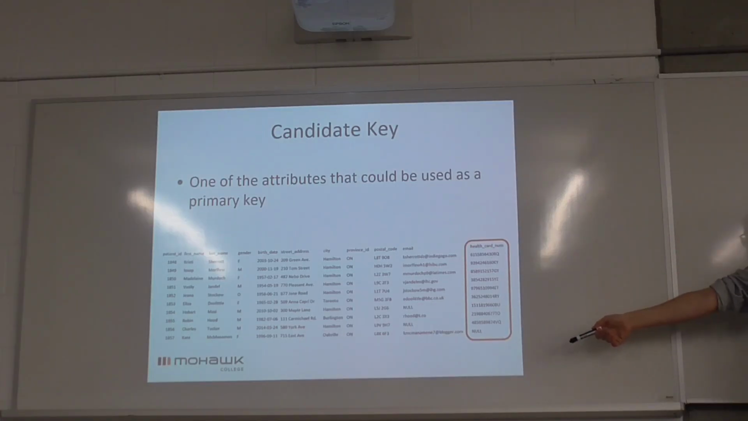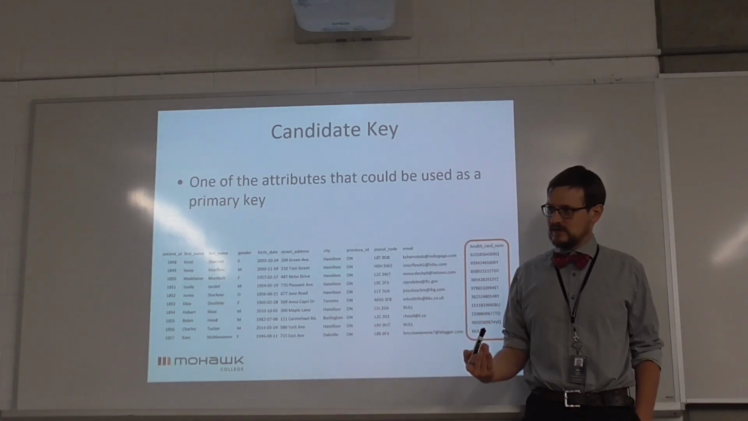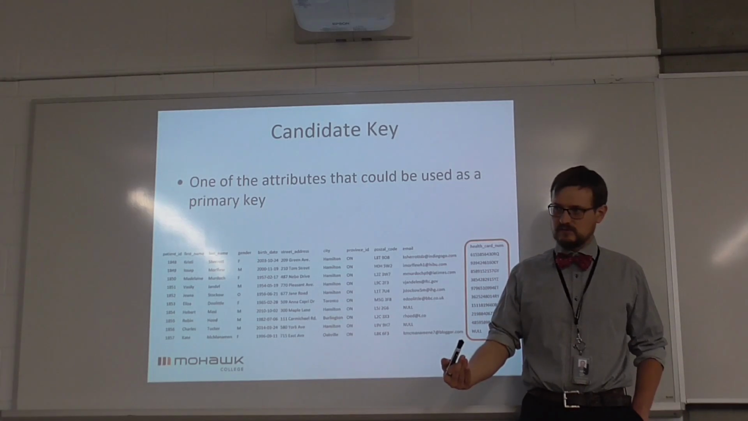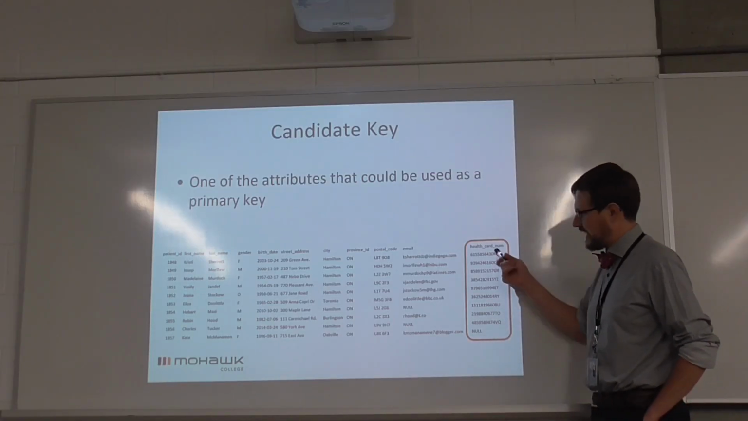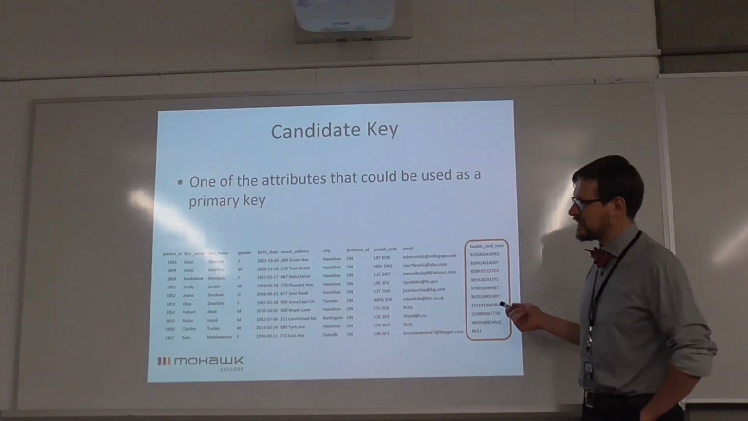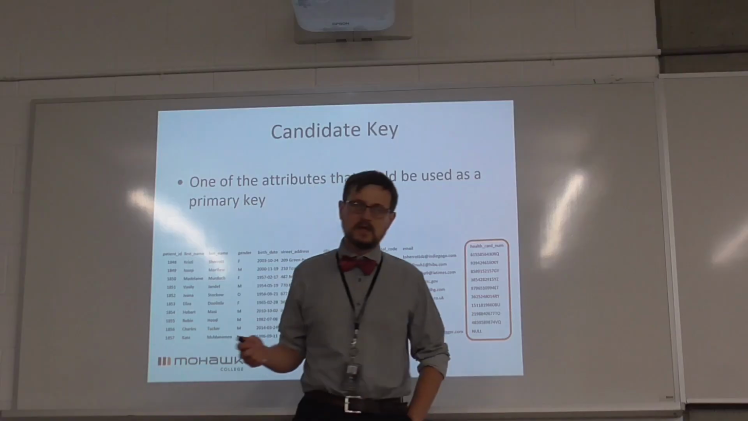Honestly, if you took patient ID and multiplied each value in there by 2 and made a new column for that, that would also be a candidate key. Every value in there would be unique, they would all exist. But that would be derived information, whereas the health card number isn't really derived from the patient ID in this case.